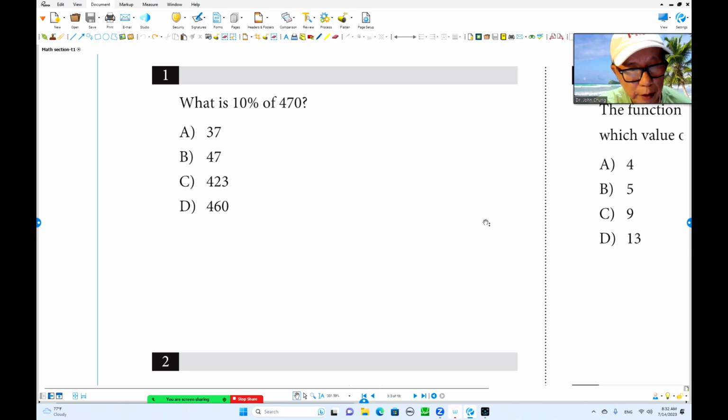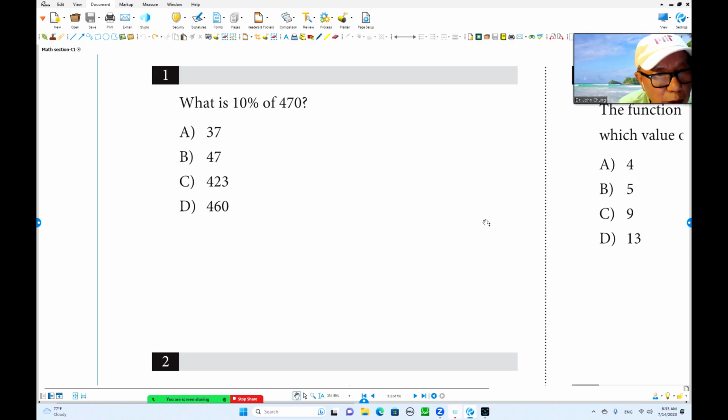Or you can use a calculator. Calculator will be allowed to use in the test, I think so. Now, first we can try this one. That is practice one from College Board, Module one over here. So usually 1 to 10 is very easy questions.